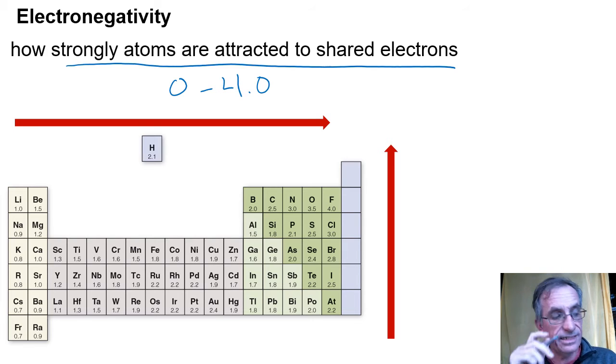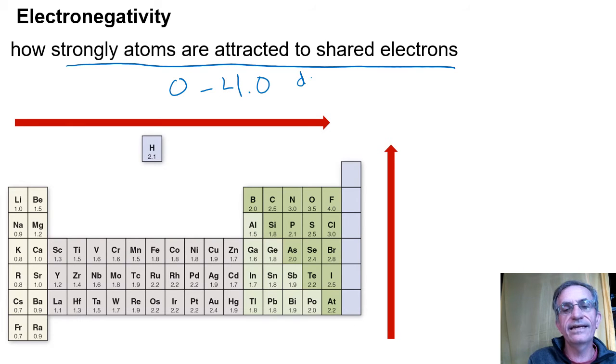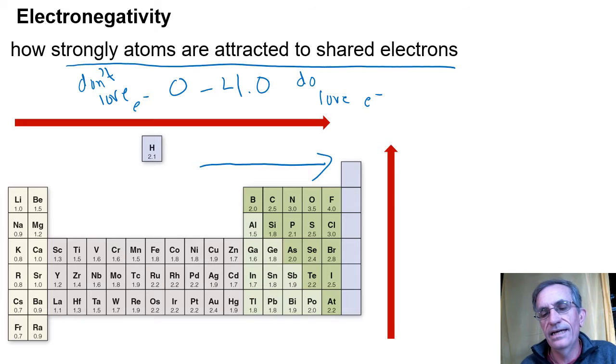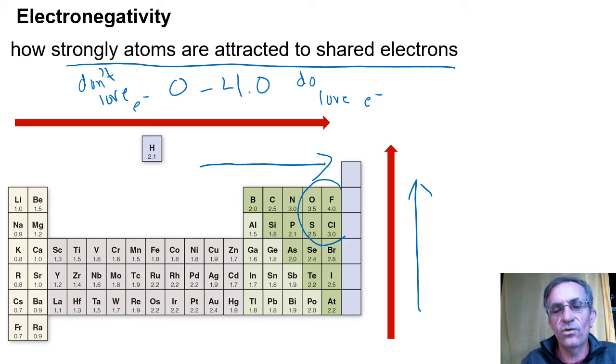The way this works is the higher the value, the more you love shared electrons. Something with a value of 4 does love electrons. If you have a lower value, like 0 or closer to 0, you don't love shared electrons. You can see some arrows; there's a general trend here. As you go across the periodic table, atoms like electrons more, and as you go up. The most electronegative elements, like fluorine, are in this top corner.